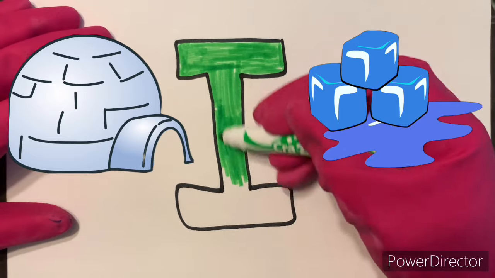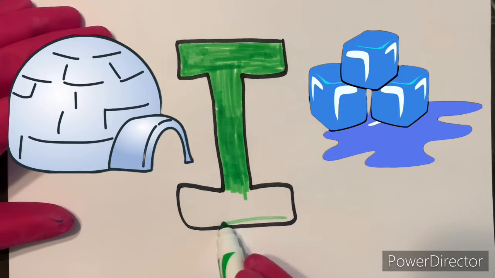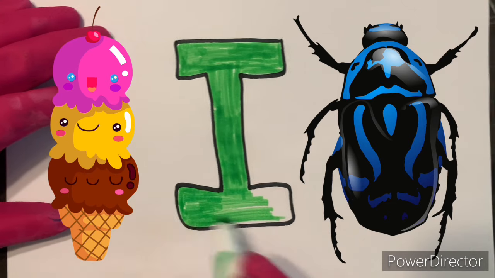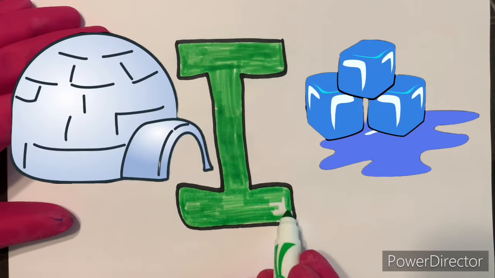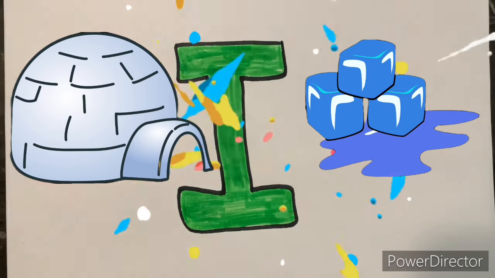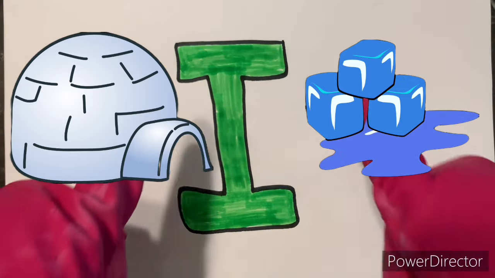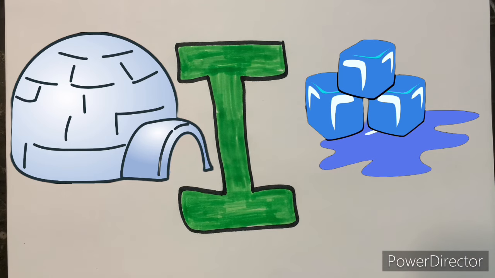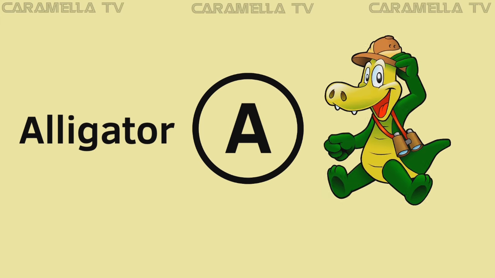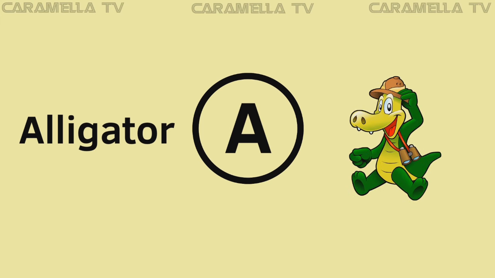I, ice. I, igloo. I, insect. I, ice cream. I, ice. I, igloo. A, alligator. A, alligator.